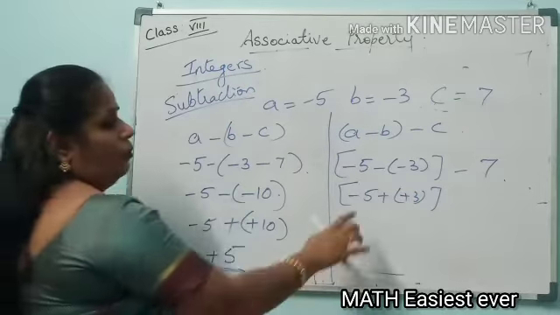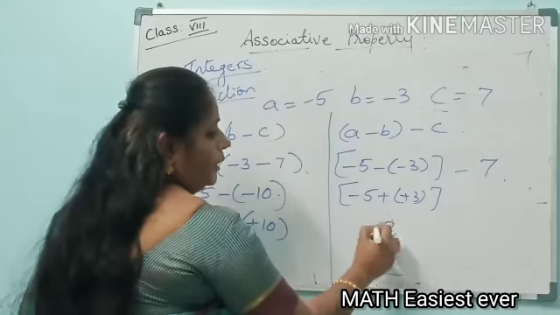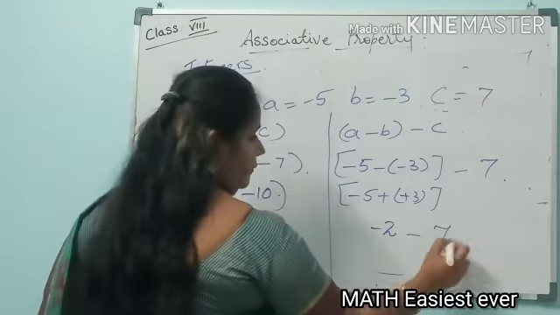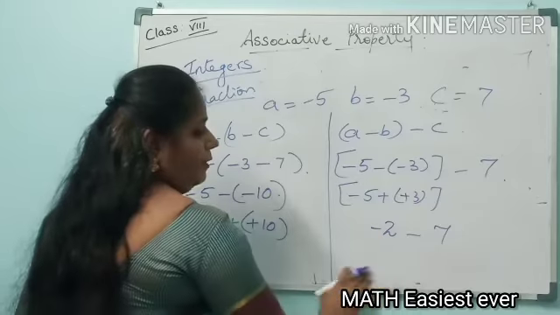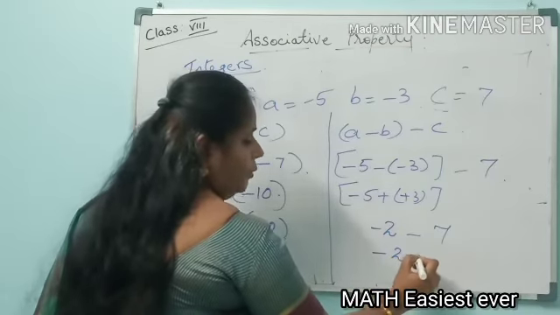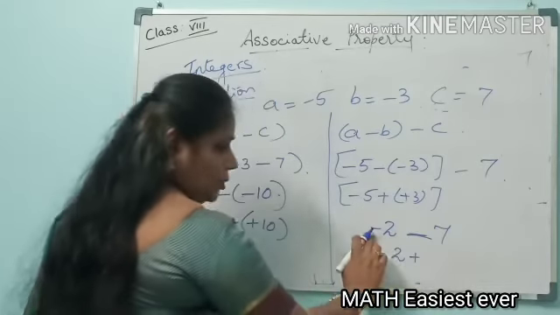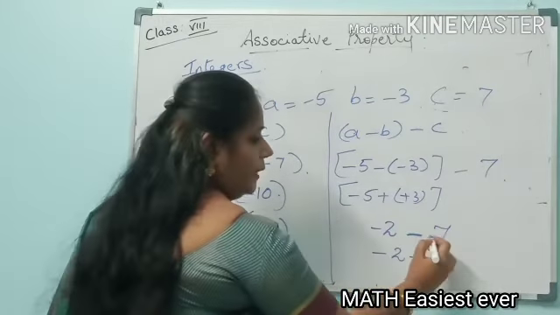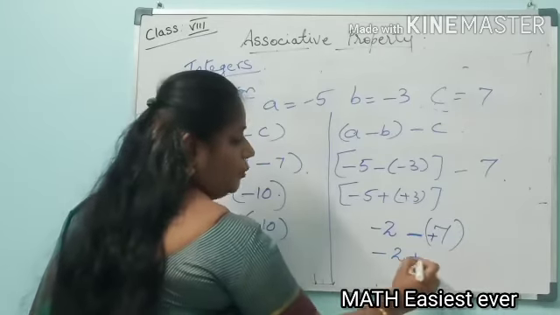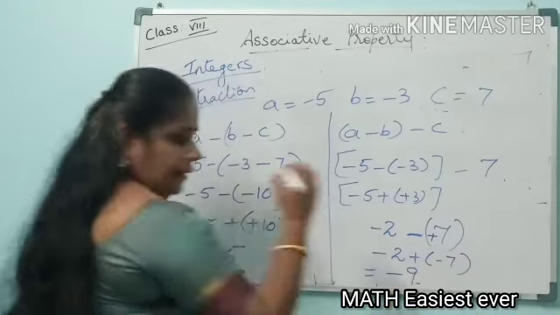Okay. So what is minus 5 plus 3? You have to subtract and put the sign of the greater number. Minus 7. What is minus 2 minus 7? Minus 2 minus 7 means here minus 2 subtracted with plus 7. That is the meaning. So what you will do is minus 2 plus minus 7. So the answer is minus 9.